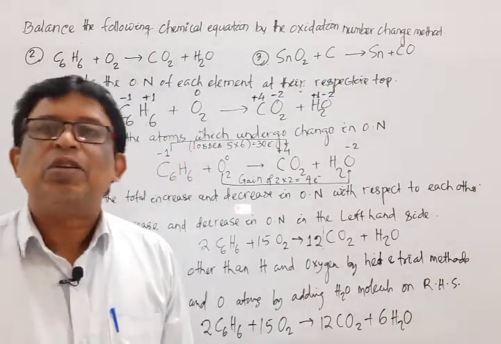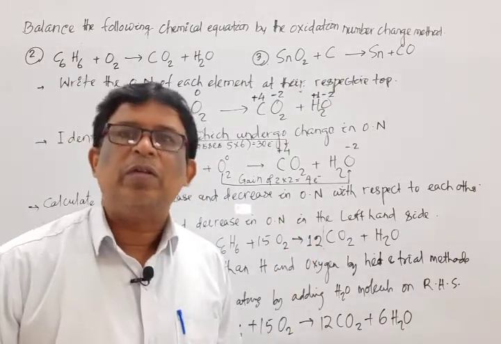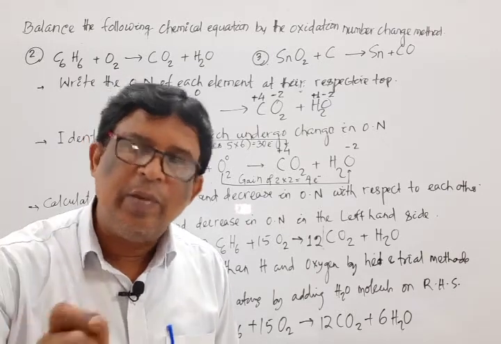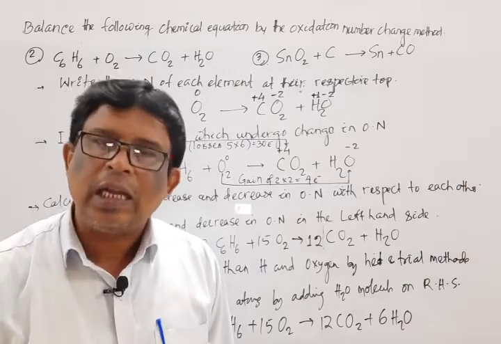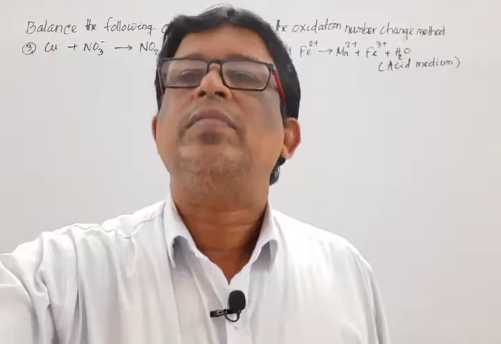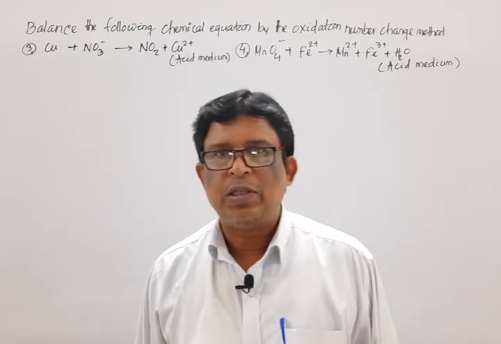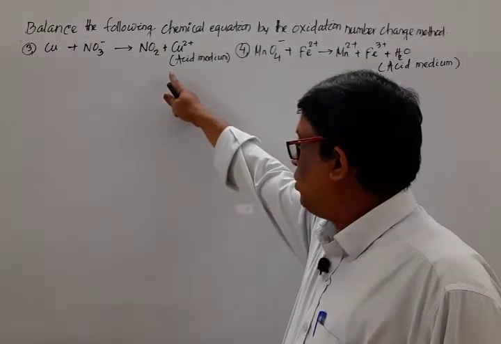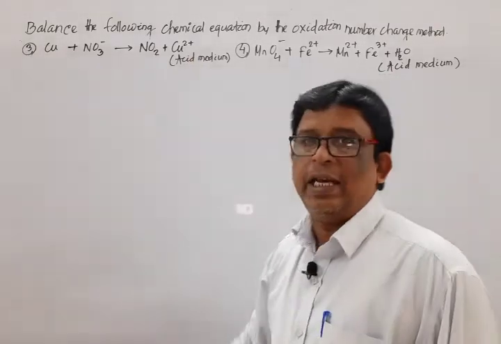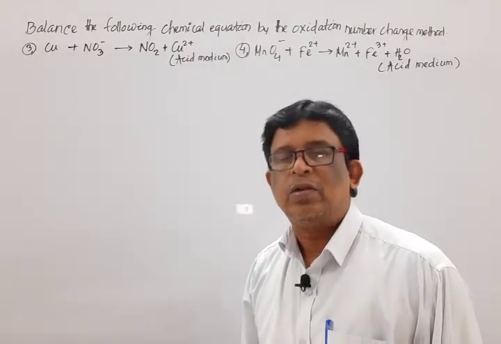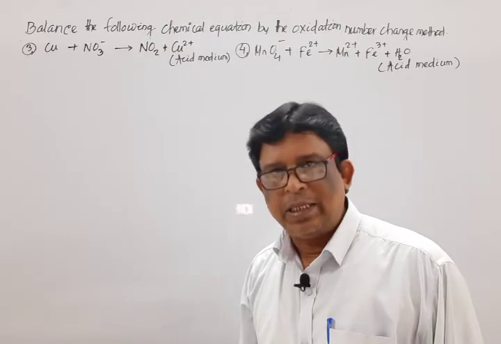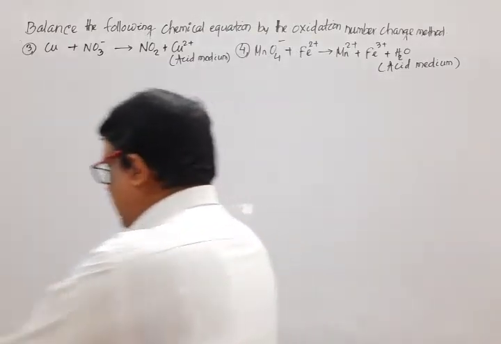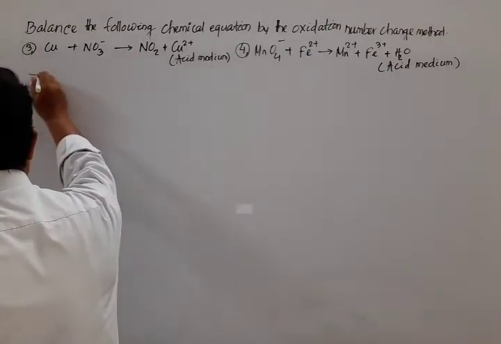Okay. Next, switch over to this equation, balancing by the oxidation number change method in acid medium as well as in alkali medium, one by one. Move to the next question. That means Cu plus NO3 minus give rise to NO2 plus Cu2 plus in acid medium. So let us solve it in acid medium. So step 1, what is step 1? A similar point is there. What is step 1?